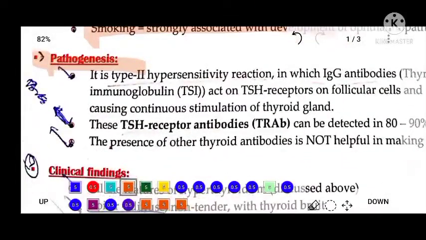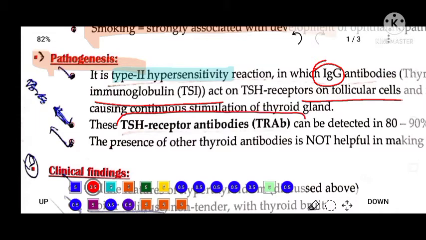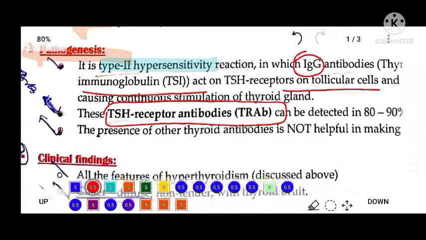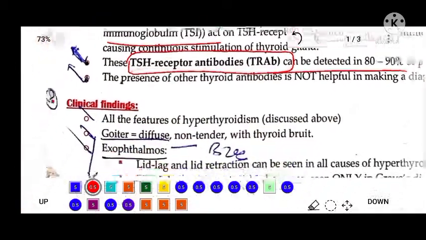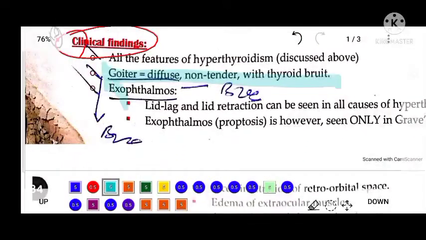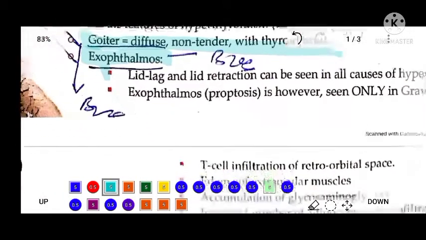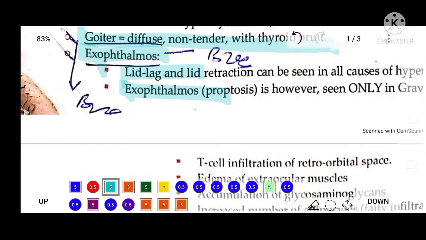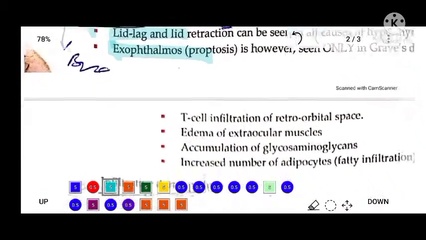Pathogenesis of Graves' disease: it is a type 2 hypersensitivity reaction, an IgG antibody mediated reaction. Immunoglobulins act on the thyroid follicle, and TRAb, the thyroid receptor antibody, can be detected, and hyperthyroidism occurs. Clinical features: there will be goiter which will be diffuse and non-tender, and a thyroid bruit will be there. Exophthalmos, lid lag, and proptosis can be seen in the patient.